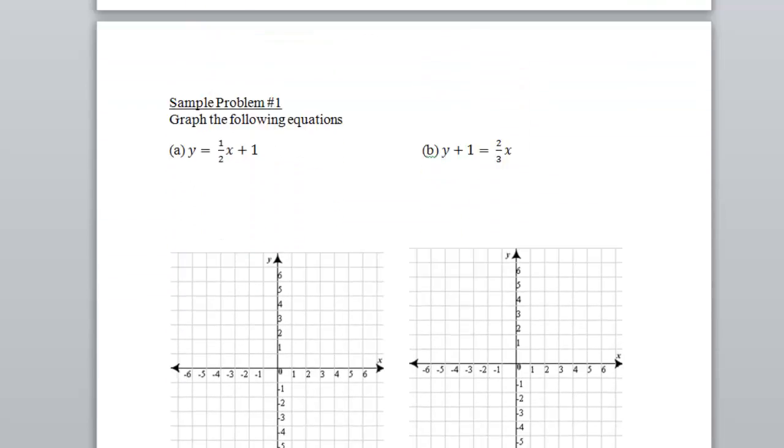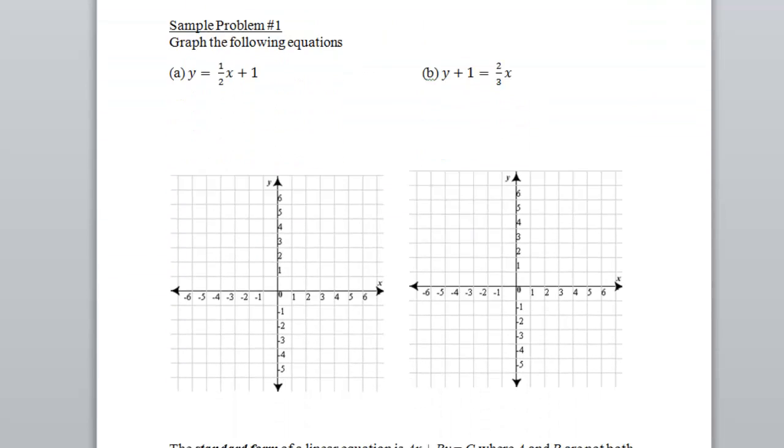Let's take a look at sample problem 1. We have part A and part B. I'm going to ask you to quickly pause the video and try to draw the line for these two graphs. Please use a straight edge, as it'll make your lines a lot better when you complete the graph.